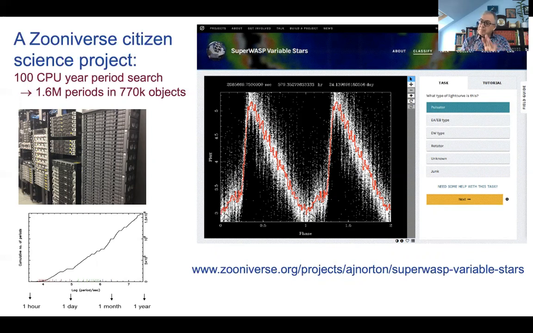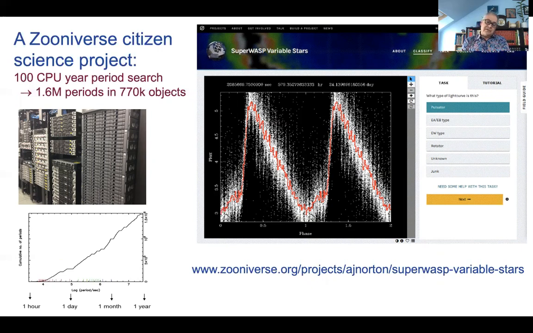Some of those, probably most of those, are not going to be real. They'll be artifacts in the data, but many of them will be real, and hidden within all those objects, there will be many unusual objects that might be just as interesting as the hierarchical quintuple system I just told you about. So what I've done with all these light curves is upload them to a website called Zooniverse.